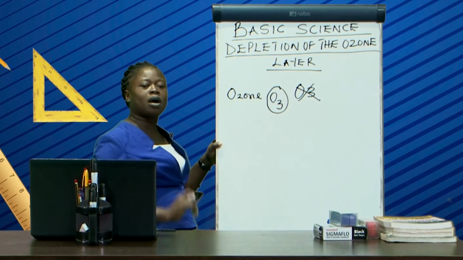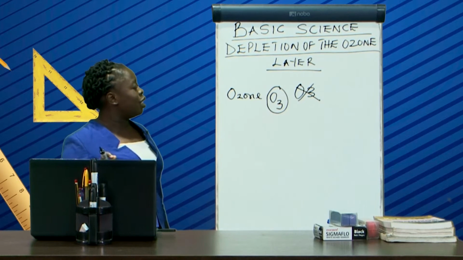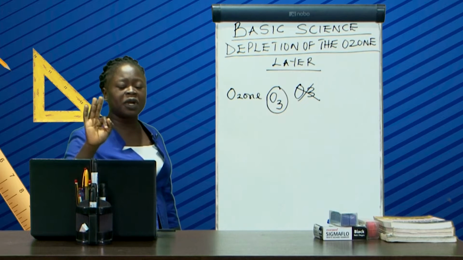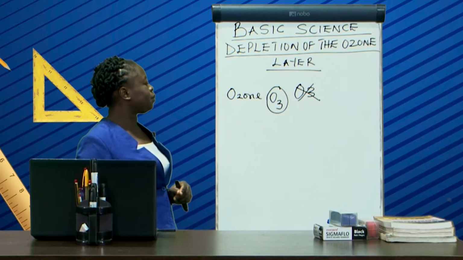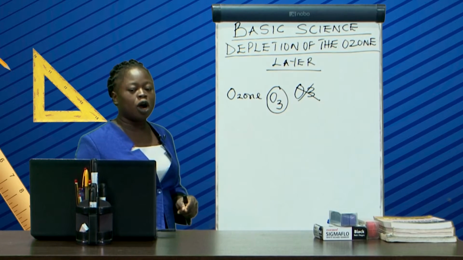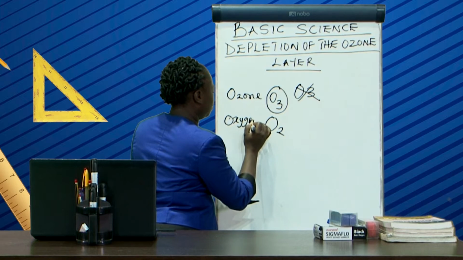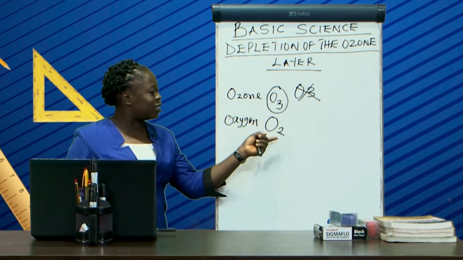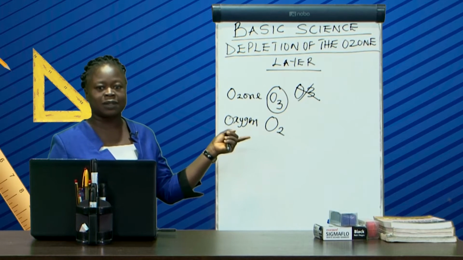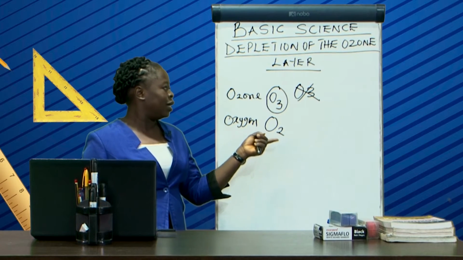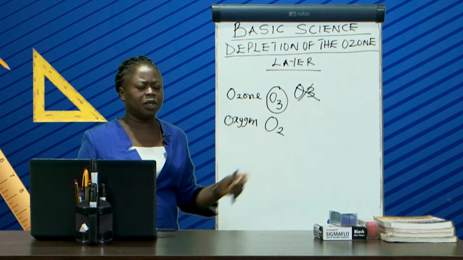It is pale blue in color and has a strong odor. It's a natural gas composed of how many atoms of oxygen? 3. Pale blue in color, with a strong odor. Ozone is totally different from the normal oxygen that we breathe in. The normal oxygen we breathe in has 2 atoms. It is colorless and odorless, while ozone is what? Can you tell me the color? Pale blue and has a strong odor.